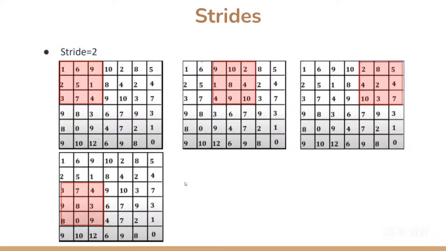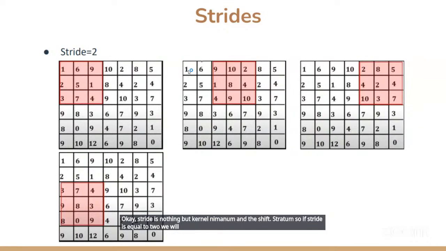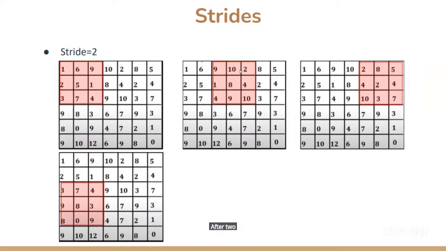Okay, stride is nothing but how much we should shift the kernel. So if stride is equal to 2, we will shift the kernel by 2 positions. For example, here it is at 1, 6, 9. After 2 positions, it will go to 9, 10, 2. So this is how it works.